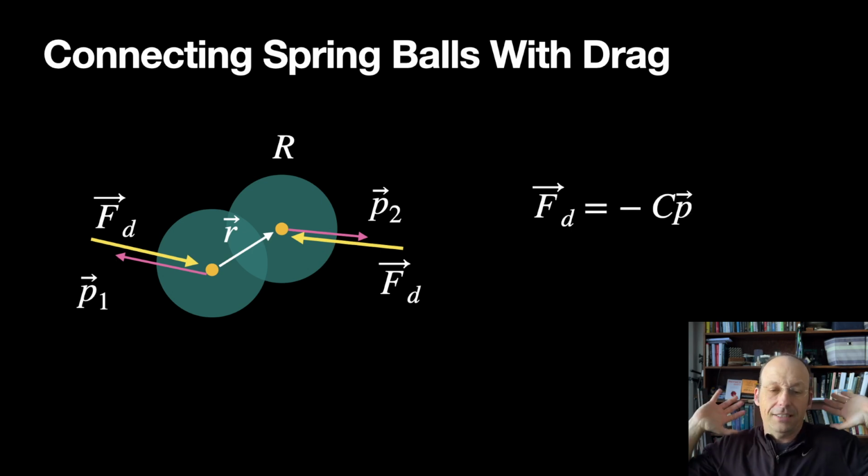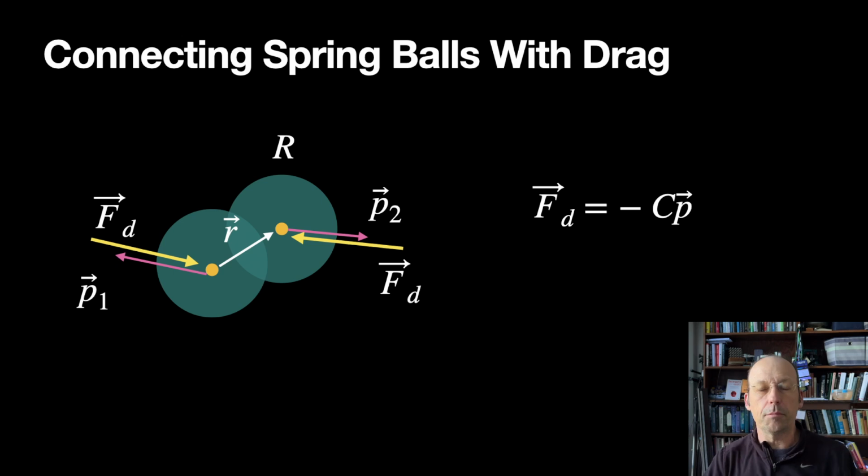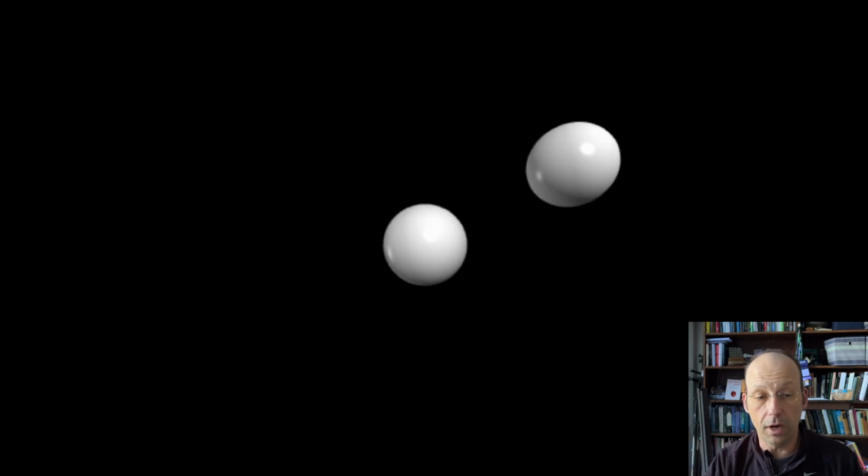And I can just say some constant times momentum. We don't have to use quadratic drag. It doesn't matter. Any kind of drag will make them behave, calm down. That's what I want. Calm down, balls. This is what that looks like.